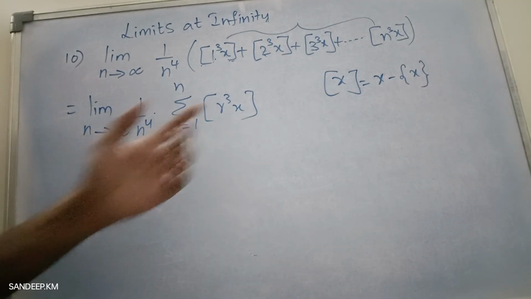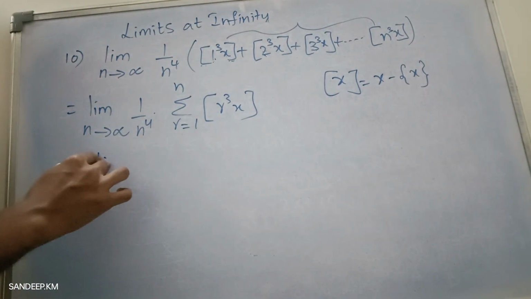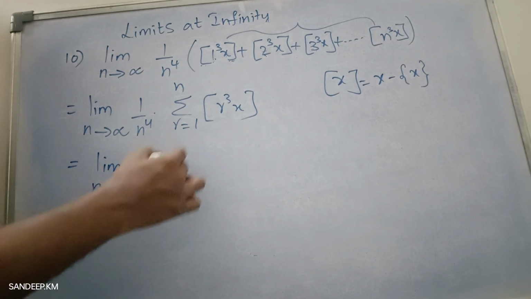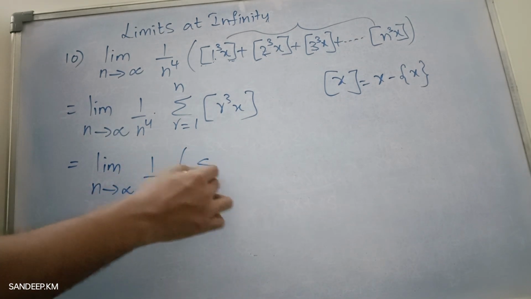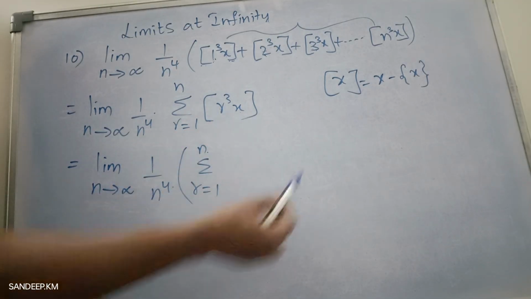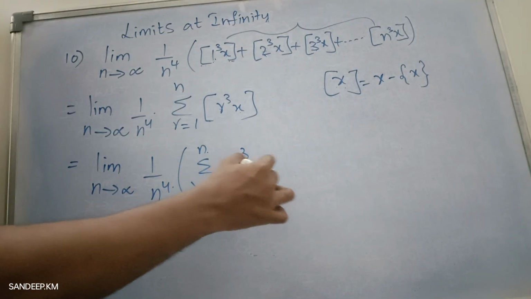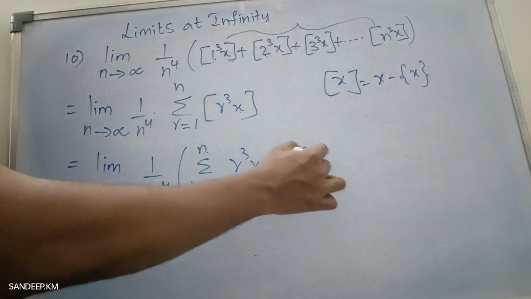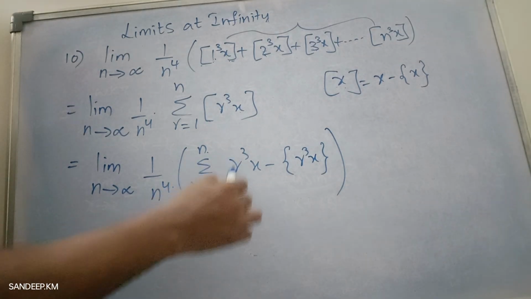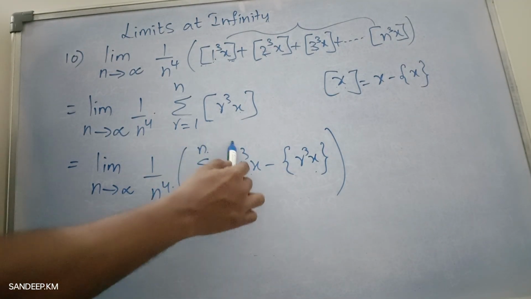You should understand this. Next, I'll use this definition. Limit n approaches infinity, 1 by n power 4 into, open the bracket, sigma r is equal to 1 to n. Instead of step of r cube x, I'll use r cube x minus the fractional part of r cube x. Why should I write like this? You'll get an idea. Now the summation is for both the terms. Summation is not only for this, it is for both the terms.